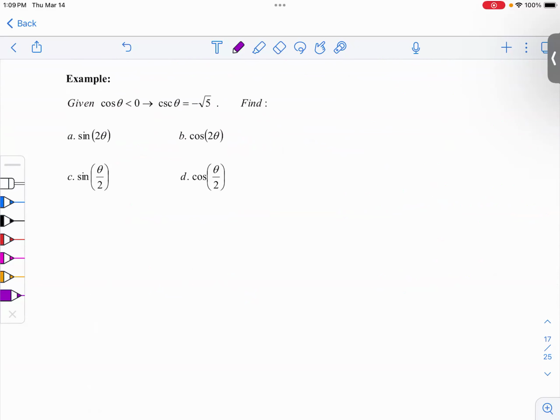All right. Given cosine theta is less than 0 and cosecant theta equals -√5, I want to find some double and half angles. With basically everything in trig, all right, so I got some stuff. What should we always do first when you can?